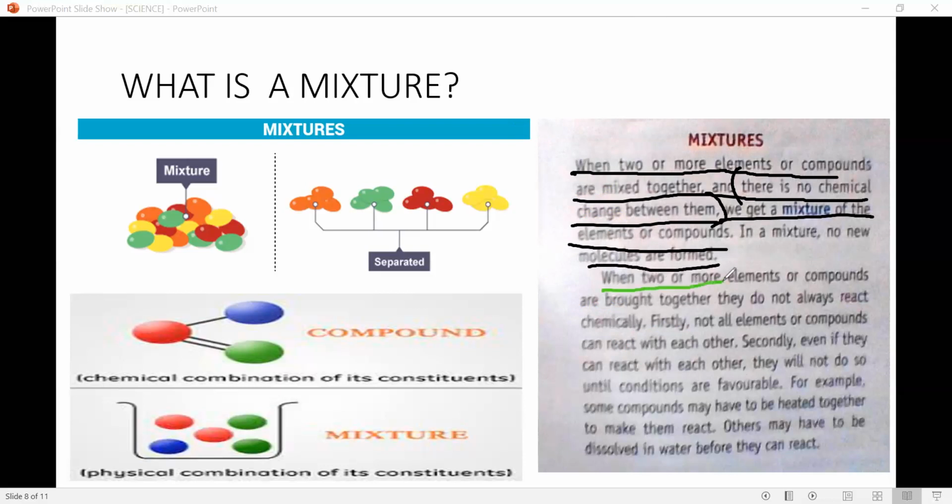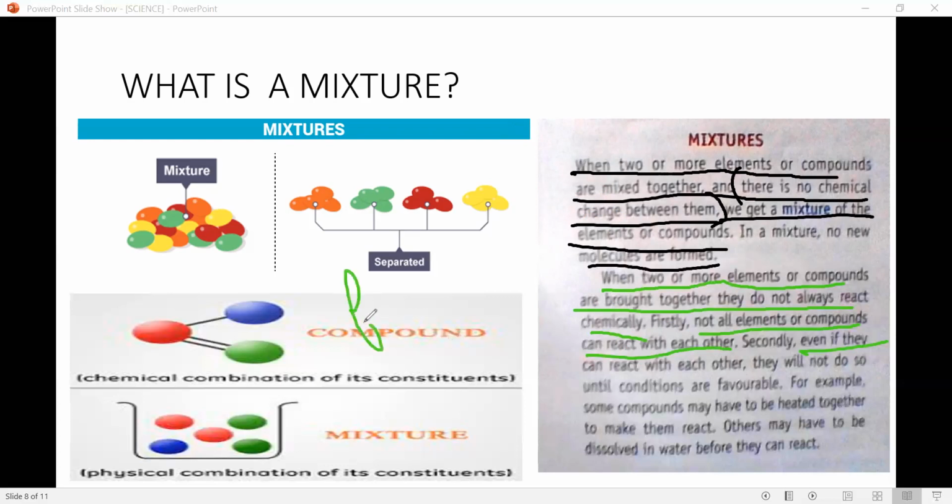One more thing. When two or more elements or compounds are brought together, they do not always react chemically. Firstly, not all elements or compounds can react with each other. And secondly, even if they can react with each other, they do not until conditions are favorable.